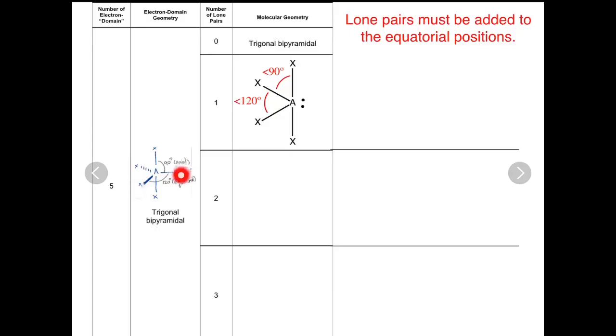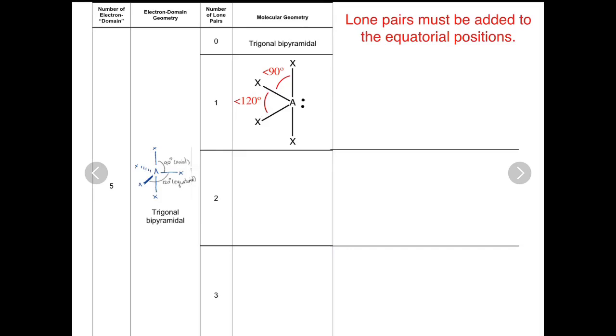Okay, so the easiest way, because we are looking at two dimensions right now, is replacing this X with the lone pair. This is still going to be a little bit less than 90 degrees because the lone pair is pushing it, right? And the same thing for the 2 X's on the equatorial would be less than 120 degrees.